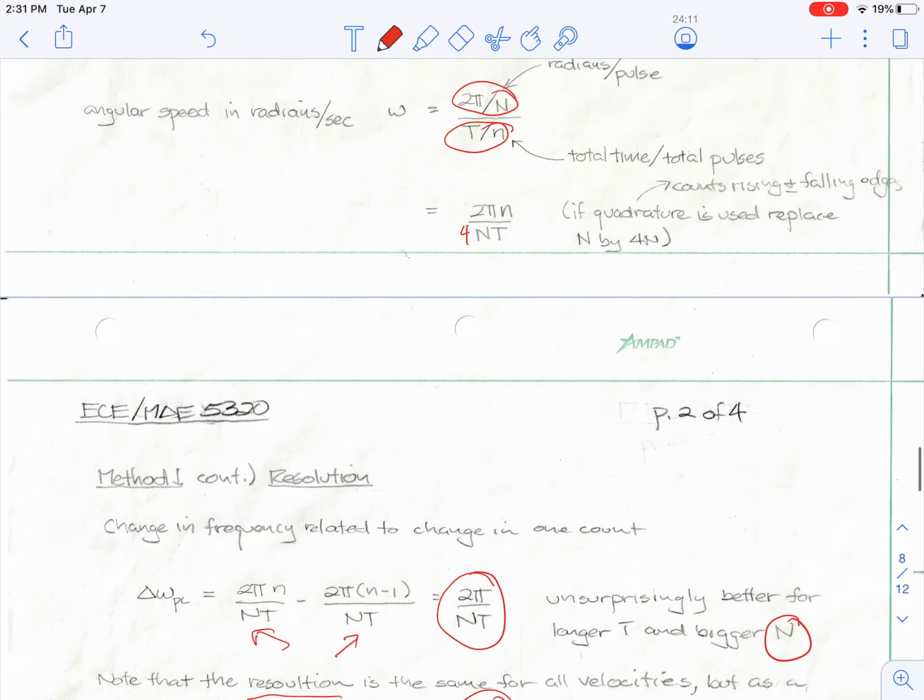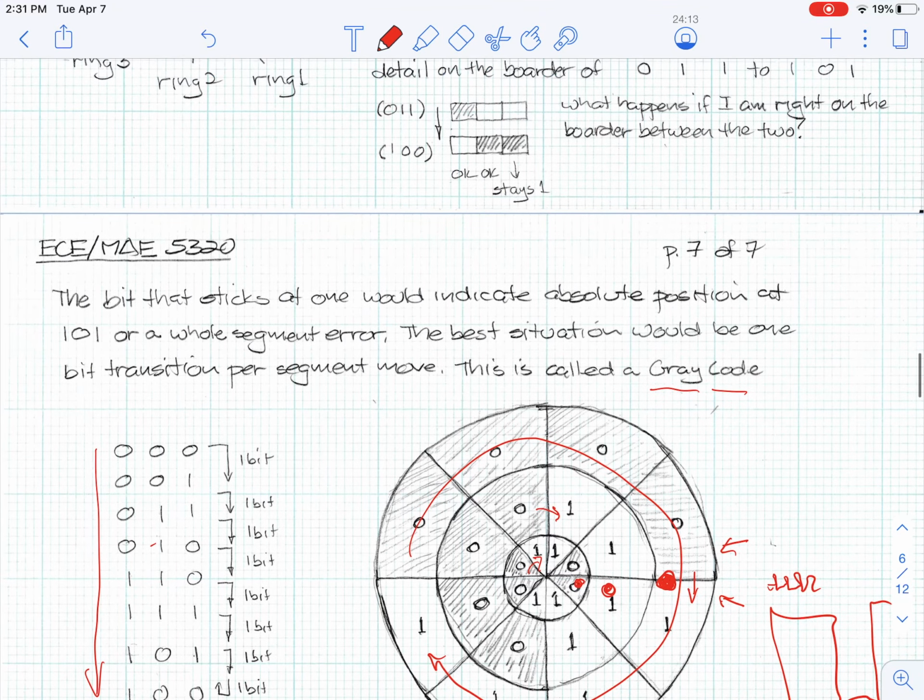That's how you use encoders to measure position and velocity.